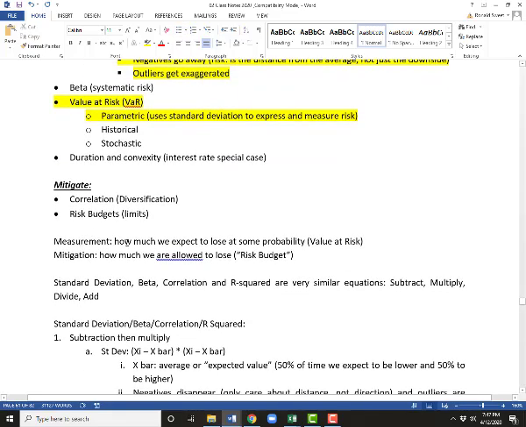So the measurement is how much we expect to lose with some probability. That's called value at risk. Our mitigation is how much we are allowed to lose. That's our risk budget or our risk limits. You'll see both ways. If you went into JP Morgan's annual report, the word limits would be there all over the place. I don't think JP Morgan uses the term risk budgets. Risk budget was a term that was really popular about a decade or so ago, but risk limits has taken over as the term that most people use.